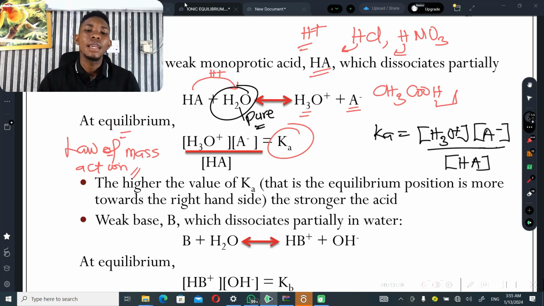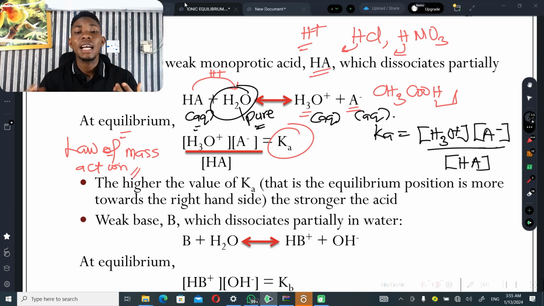Now the only things that show are aqueous species. HA is aqueous. This one is aqueous. This one is aqueous. The reason you say they are aqueous is because they are already dissolved in water. They are substances dissolved in water. Like H3O+, they are ions dissolved in water. A-, ions dissolved in water. HA is an acid dissolved in water. But pure liquid, that means water is pure.